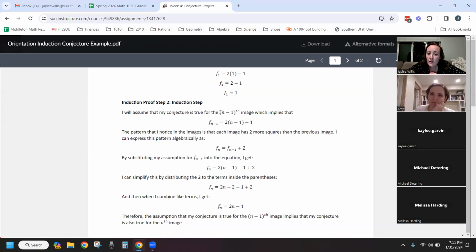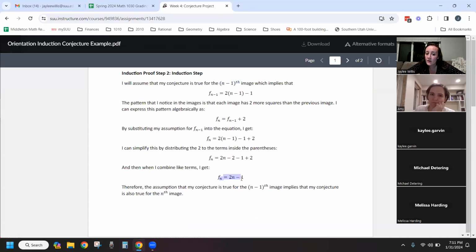So this generic assumption that the n minus 1th image, that assumption implies that the nth image follows your conjecture, that's like the toppling of the dominoes. Does that analogy help? And this is mostly a conceptual thing. It's not something you have to put in your proof specifically. But it's the reason why we prove patterns like this.